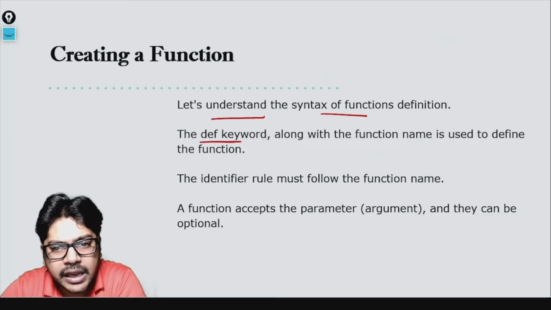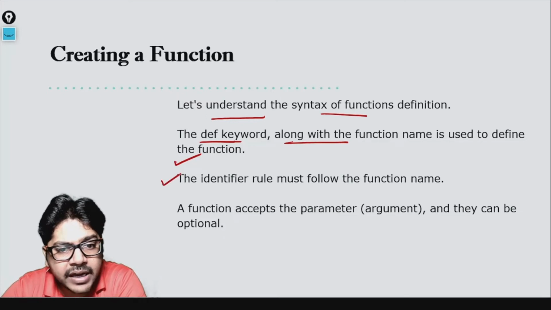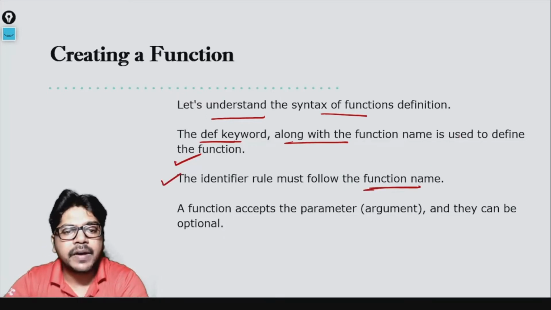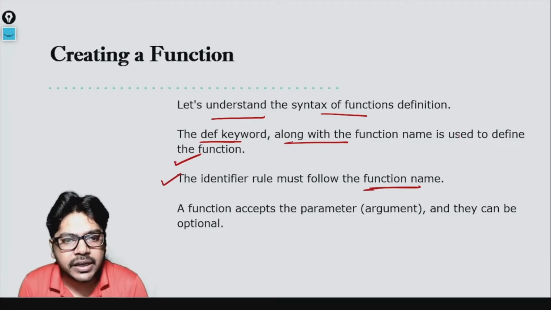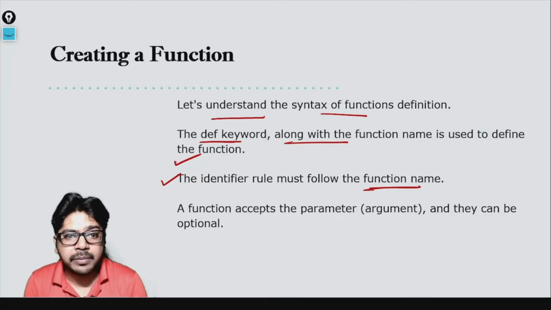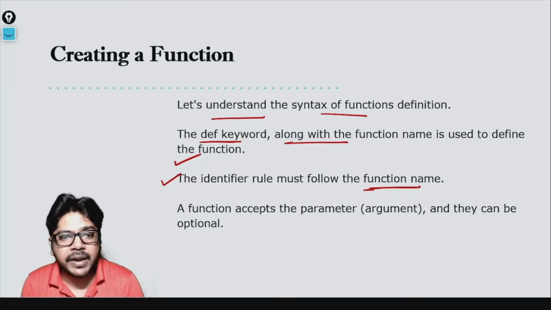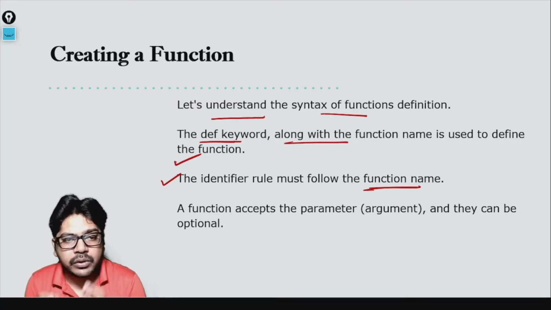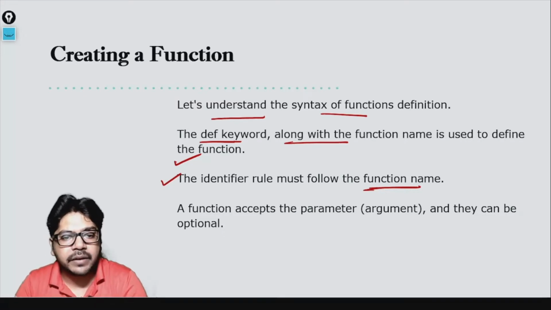The def keyword along with the function name is used to define the function. We already know that by now. The identifier rule must be followed for the function name. Your function name cannot start with a number. It must start with an alphabet. It cannot have a special character. All those identifier rules that you have in Python go with the function name too.